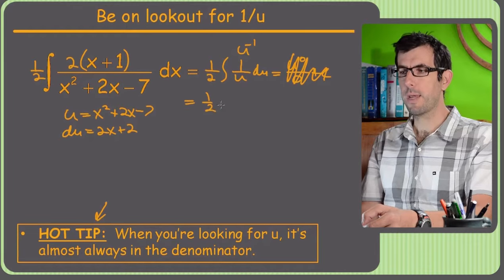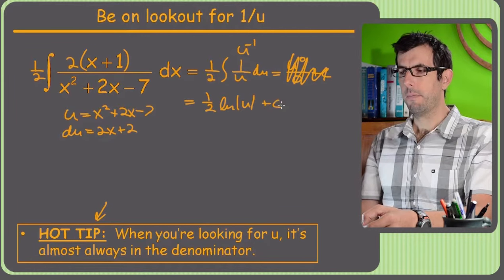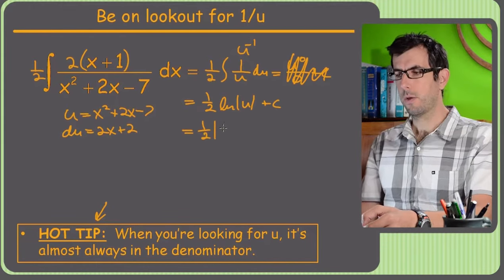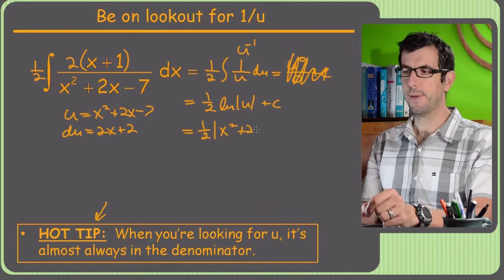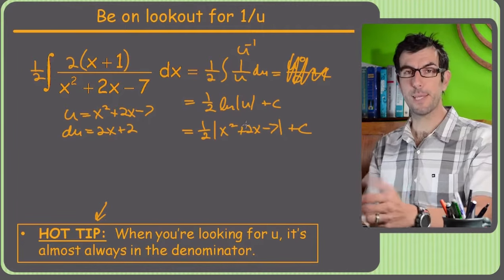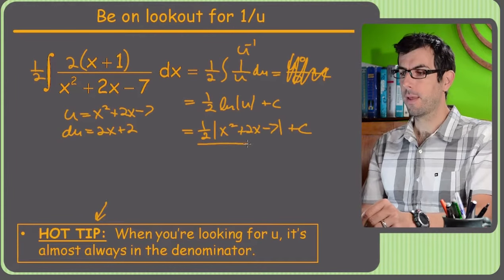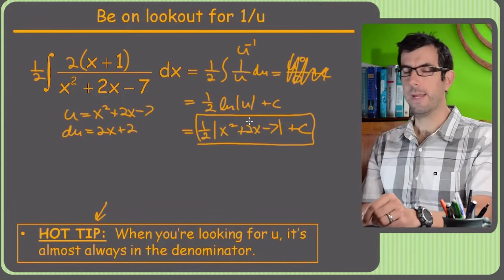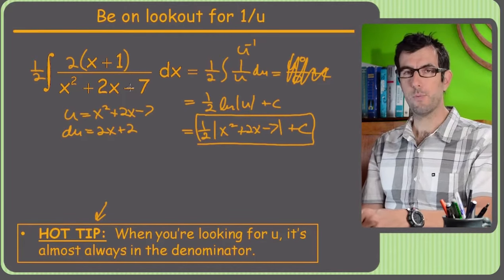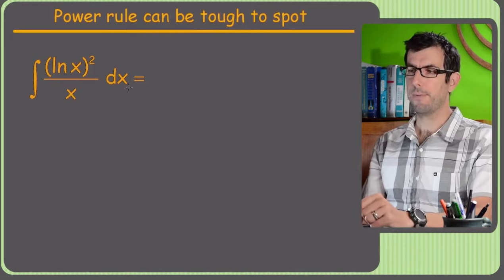So this is actually 1/2 ln of u plus c. And then, of course, we just plug in our u, which is x squared plus 2x minus 7. Got to keep you on your toes by doing things wrong every once in a while. All right, not too bad. Pretty straightforward. So let's take a look at what happens when natural logs are weird.